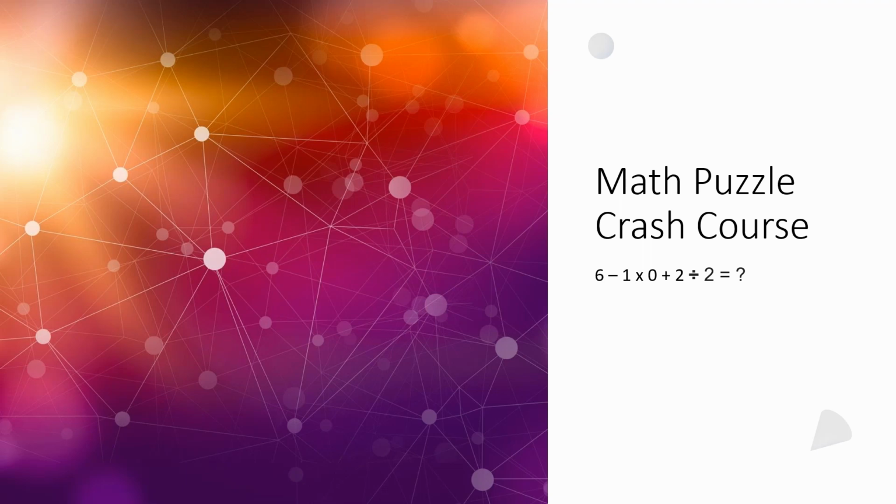But the problem here is 6 minus 1 times 0 plus 2 divided by 2. There's a lot of different answers that people have been giving on this one. I can just tell you right off the bat the correct answer is 7. There is only one correct answer to this. And we'll go through it and take a look at it.